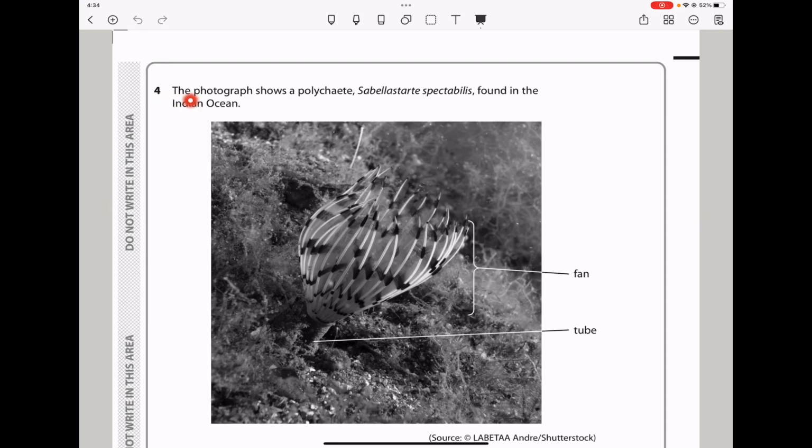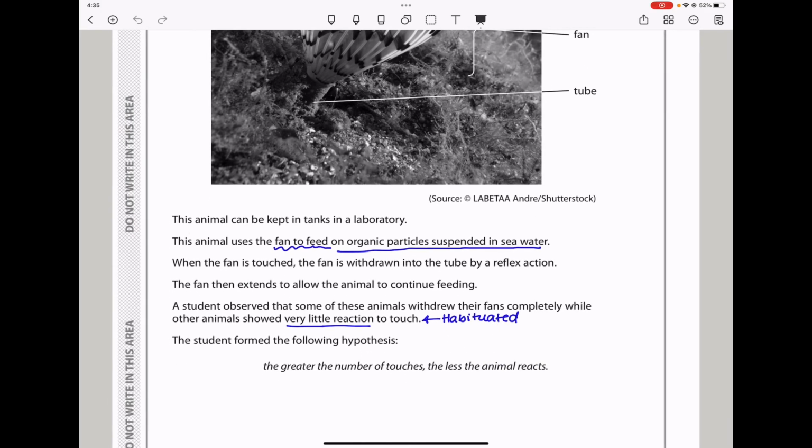Question 4. The photograph shows a polychaete, which is that one in the Indian Ocean. Down here they say this animal can be kept in tanks in a laboratory. This animal uses a fan to feed on organic particles suspended in seawater. When the fan is touched, the fan is withdrawn into the tube by a reflex action. The fan then extends to allow the animal to continue feeding.